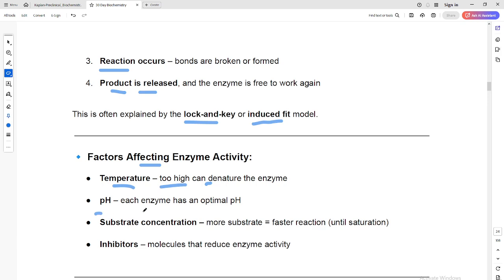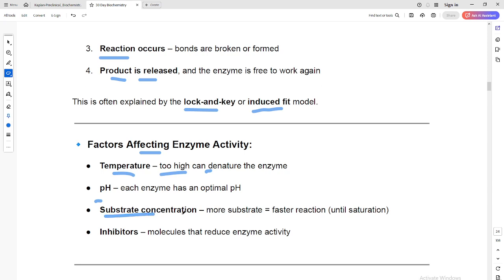pH. Each enzyme has an optimum pH it works through. So most of our enzymes in our body and in our blood are optimized at 7.3, which is our pH in our body. But other enzymes present in the stomach have an optimal pH of 2, while those working in the intestine have an optimal pH that is alkaline.